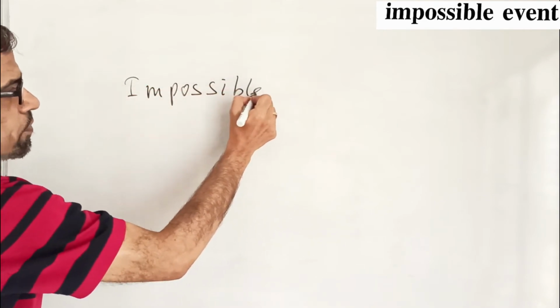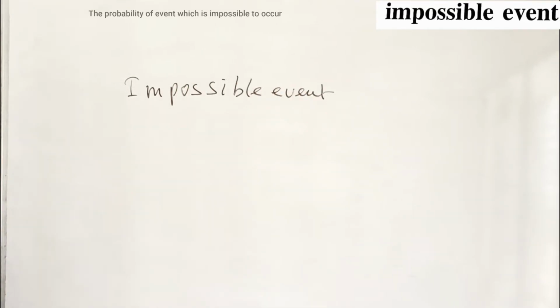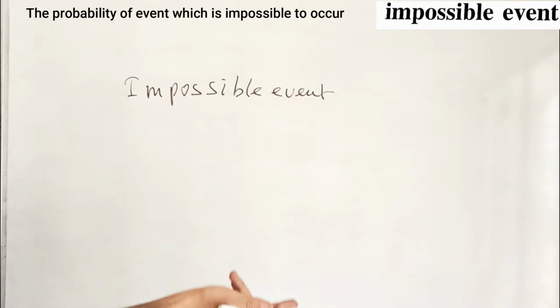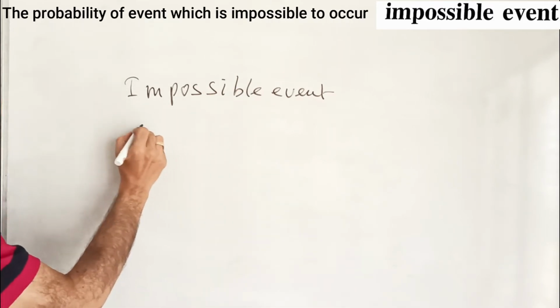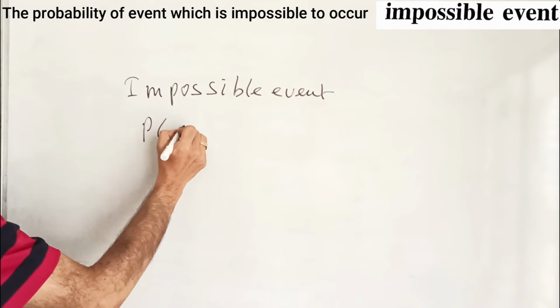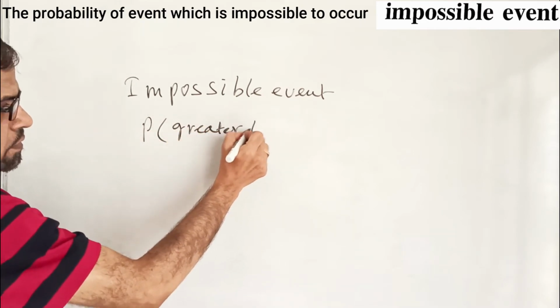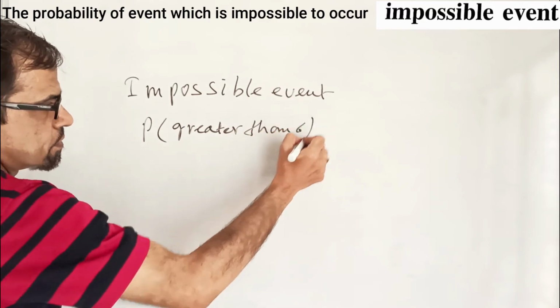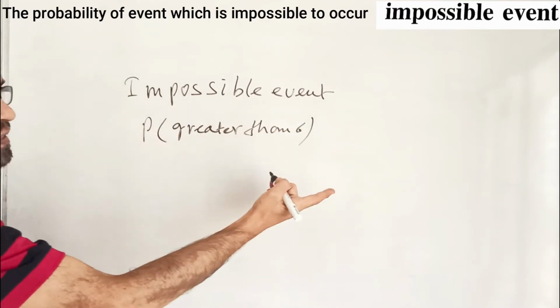What is the meaning of impossible event, student? Impossible event means the probability of an event that is impossible to occur. Okay, so let us see the example. Probability of an event in a dice greater than 6.